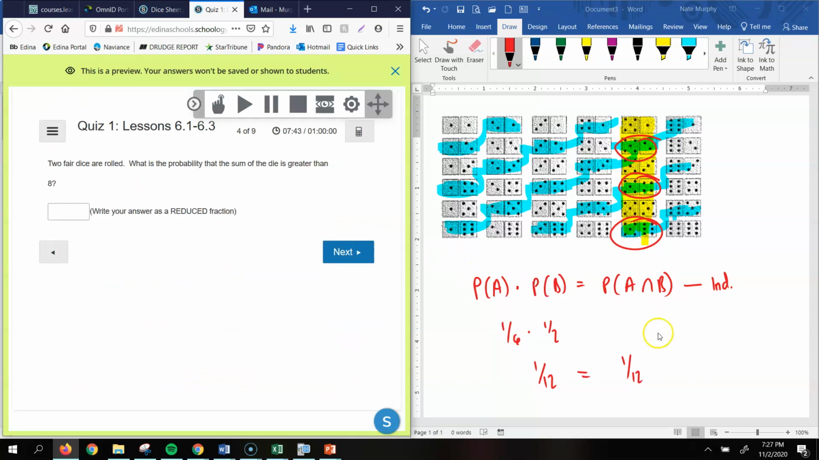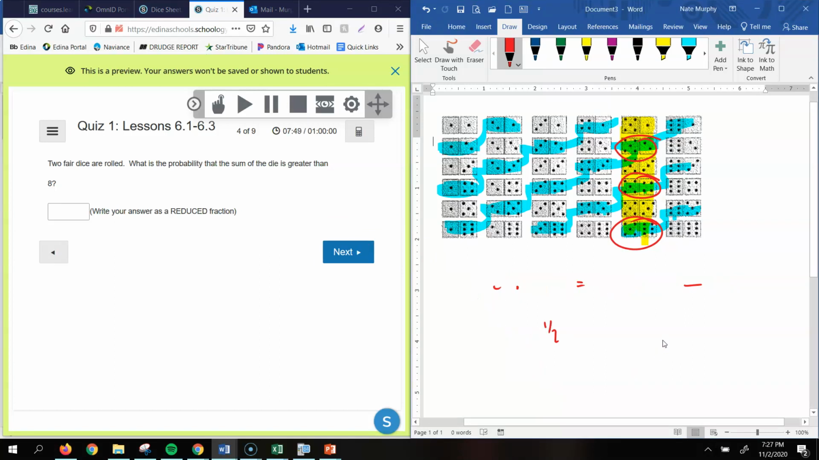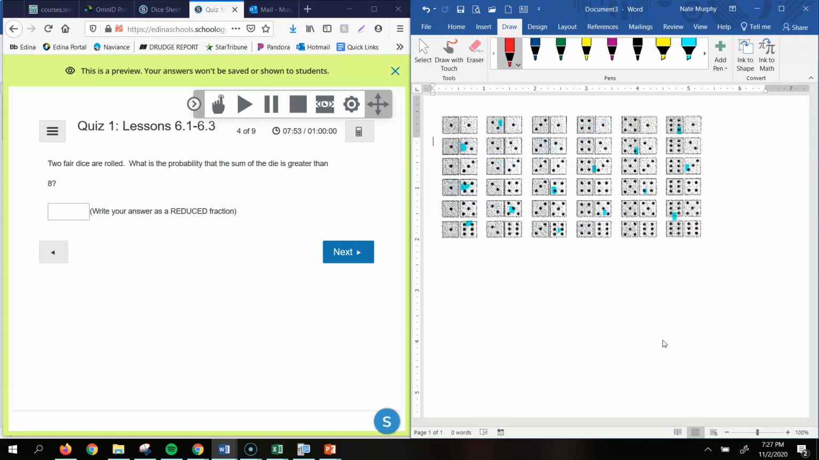All right. So this one, it says two fair dice are rolled. So again, we might need to use this table here. So I'm going to erase some things. All right. 2 fair dice are rolled. What is the probability that the sum of the die is greater than 8? Okay, so if the sum is greater than 8. So I'm going to mark on here where all those points are, where all those dice would have a sum greater than 8. So greater than 8 does not include 8.